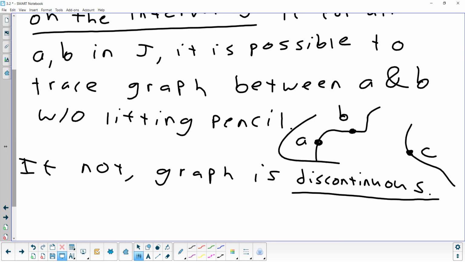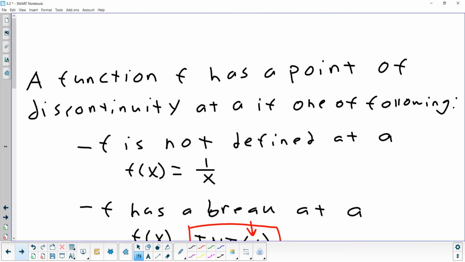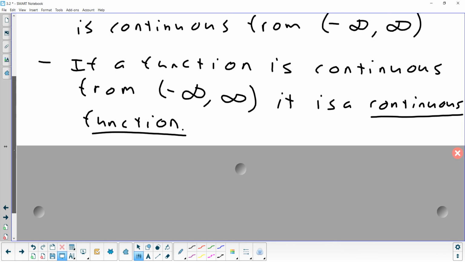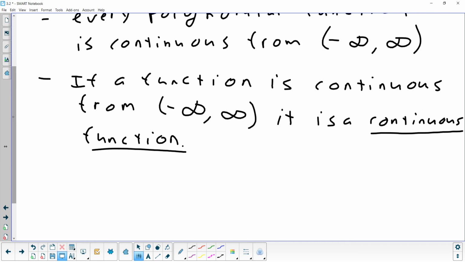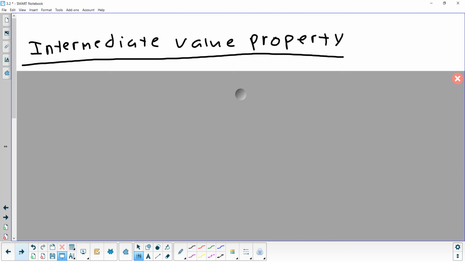Is this graph right here a continuous function? No. Are there parts of it that are continuous? Yes. But it's not a continuous function. A continuous function means you can start anywhere you want, you can stop anywhere you want, and you'll always be able to trace between those 2 points without lifting your pencil. Okay, any question on that idea? Right, so that's continuity, or talking about continuous functions.